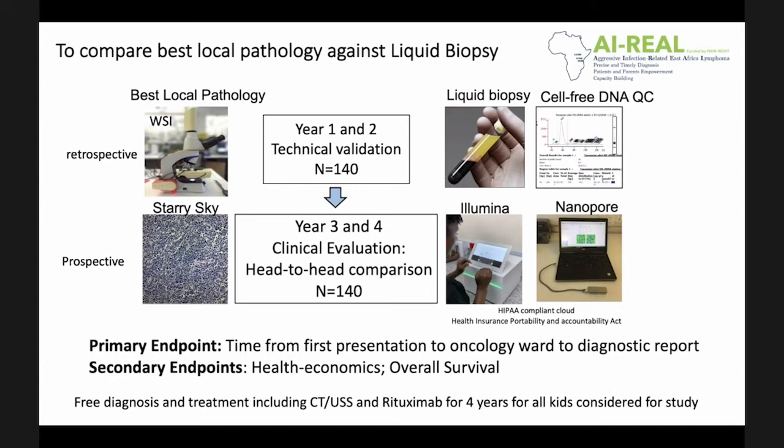The primary endpoint of the final clinical trial will be the time from first presentation to the oncology ward to the diagnostic report. So we're really trying to evaluate whether using a blood test is faster and at least equally diagnostic as using the best locally available pathology. The secondary endpoints include health economics and overall survival of the children. And I should mention here that the diagnosis and treatment, including rituximab for 4 years for all the children on the study, are free of charge and taken up by the study.